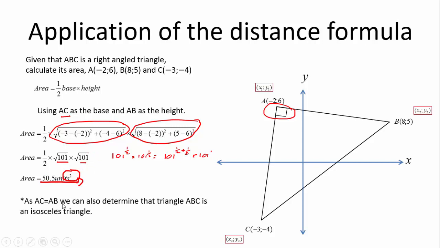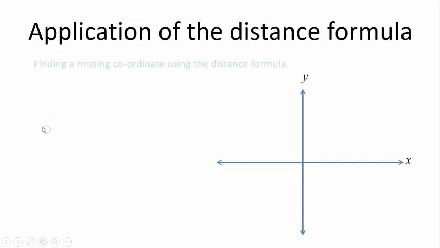As AC equals AB, we can also determine that the triangle ABC is an isosceles triangle. Because these lengths are equal, like this over here, we can also see that this is an isosceles triangle. Let us continue. We have our Cartesian plane. Find the missing coordinate using the distance formula.